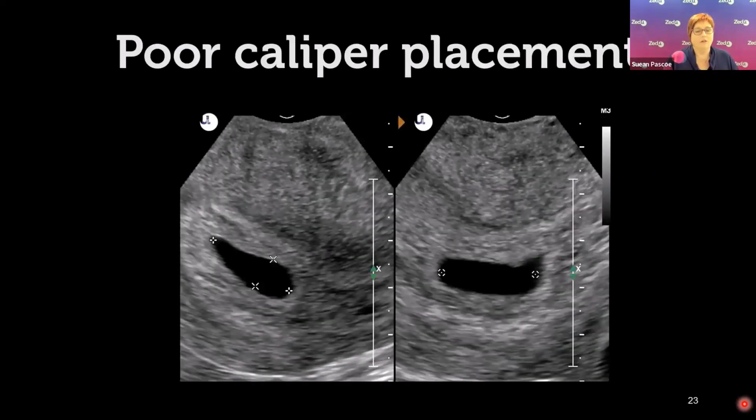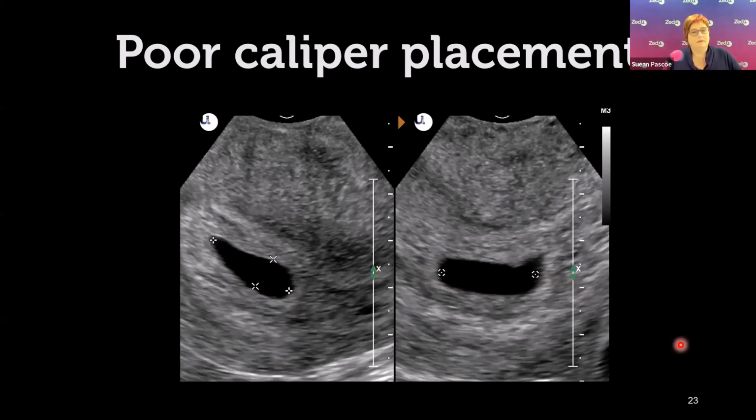Here's an example of poor caliper placement. So you can see in this image on both views, we're a little bit undercooked here and a little bit undercooked on the length. Those calipers should be on the edge of the black where the black meets the white. In the transverse view here, again, these calipers are slightly underdone. And so what that's going to do is underestimate the gestational sac by 2 or 3 millimeters.